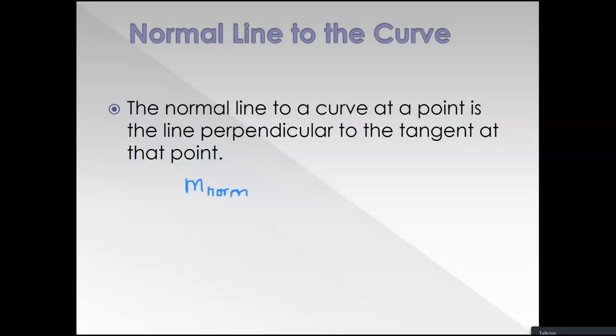normal is going to be the opposite reciprocal to the slope of the tangent. So if my tangent slope was equal to -2/3, the slope of the normal would be equal to a positive 3/2. Opposite reciprocal.